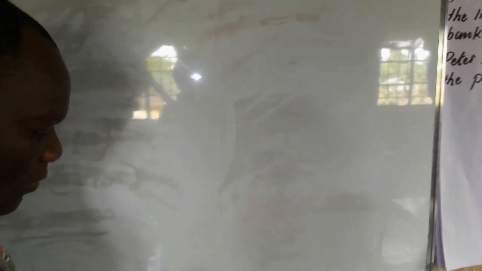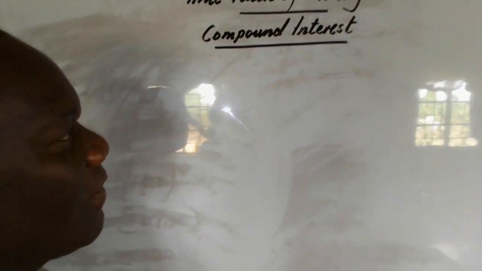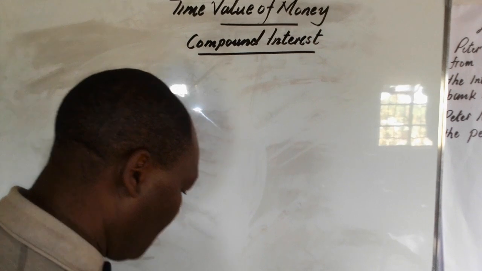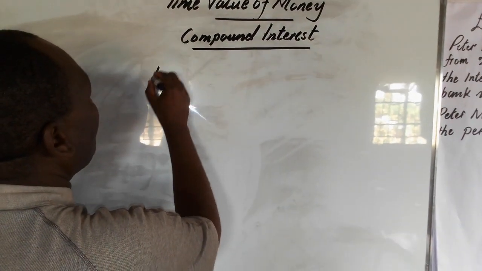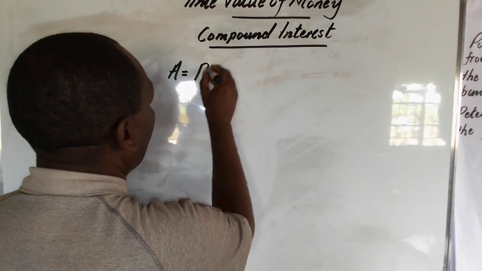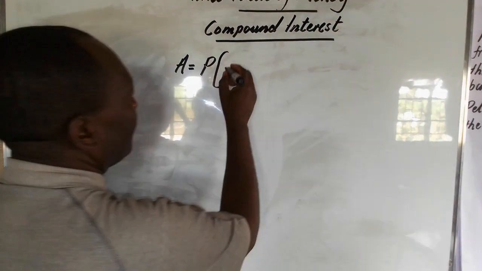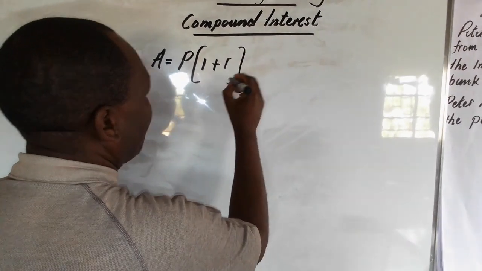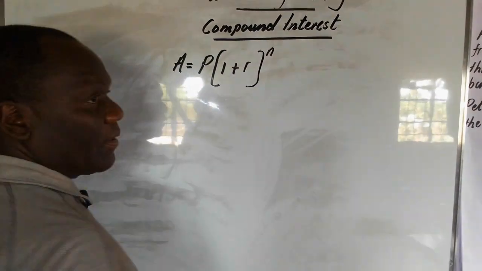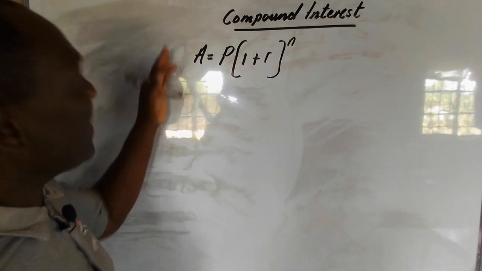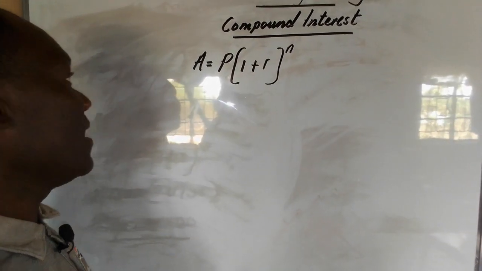So the way we are going to solve this, the first thing that we need to do is look at the formula for compound interest. The formula for compound interest is as follows: A equals P, open bracket, 1 plus R, close bracket, to the power N. So we must break down this formula so that each letter has its own meaning.